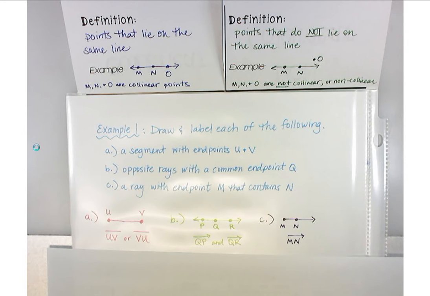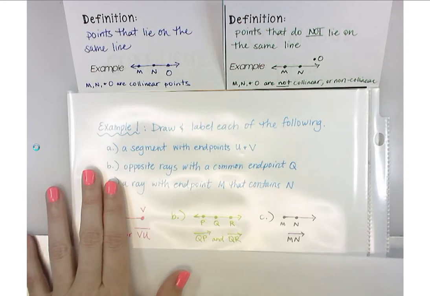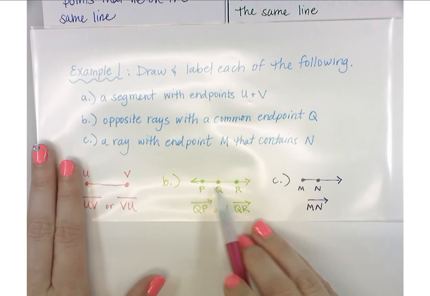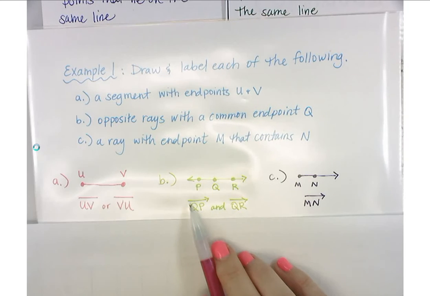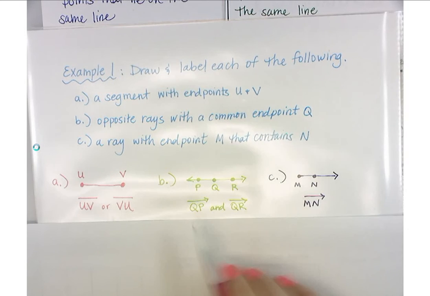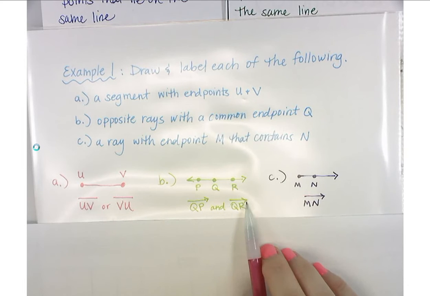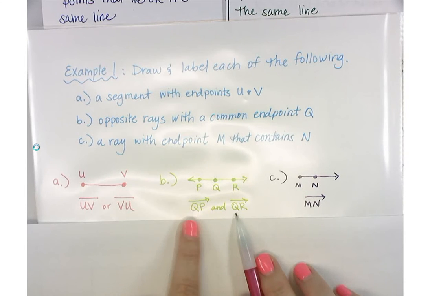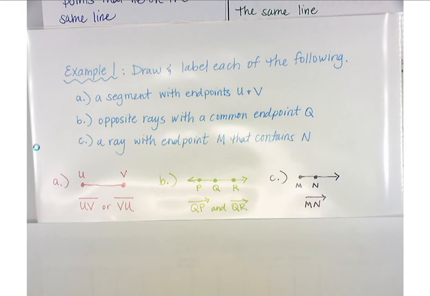What does matter is that you have QP with the arrow going left to right. Okay, the arrow goes left to right. So Q's in the middle, Q's the endpoint. Rays always start with what? What do rays always start with? Their endpoint. Okay, and then the last one is a ray with an endpoint M that contains N.